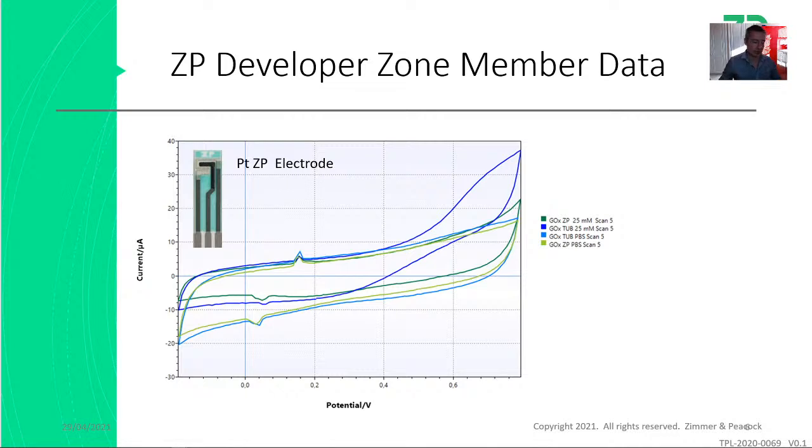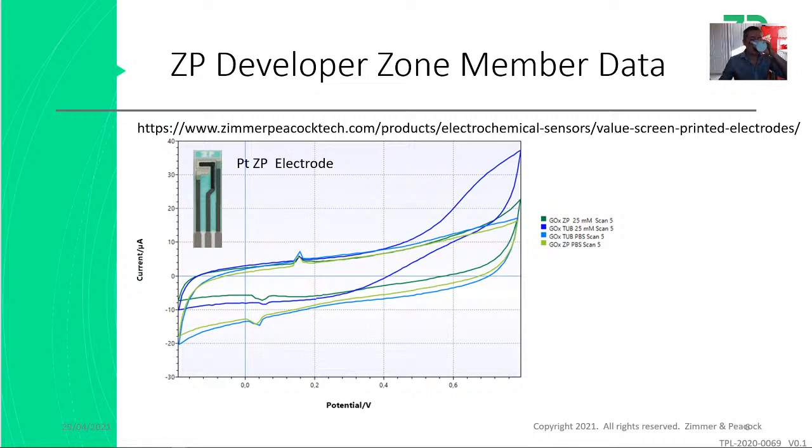So they've taken a sort of platinum ZP electrode, and they've formulated onto it using the enzyme solution and the cross-linking solution that we have. But there are 4 sets of data among this cyclic voltammetry.